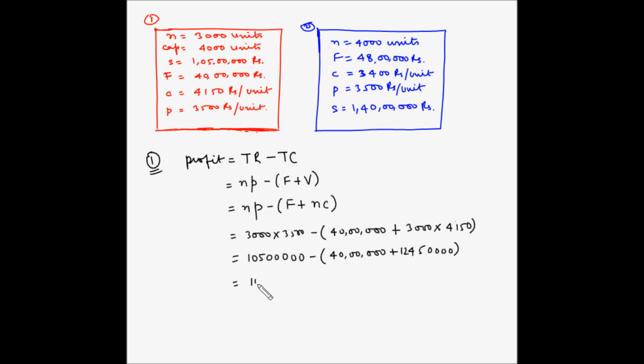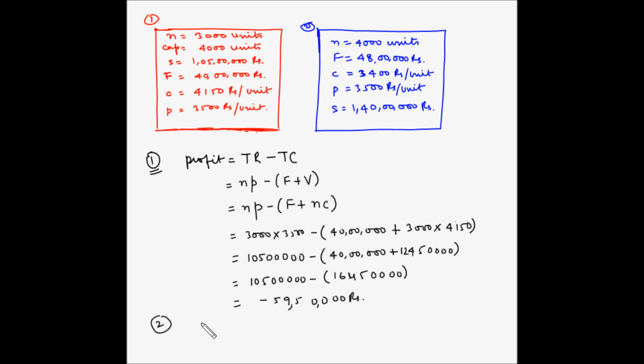So this is equal to 105,000,000 minus 164,500,000, and this turns out to be minus 595,000 rupees. So this is 59,50,000 rupees. And the minus sign indicates that this is not a profit but a loss of 59,50,000 rupees. So in the current scenario, the company is incurring a loss of 59,50,000 rupees.